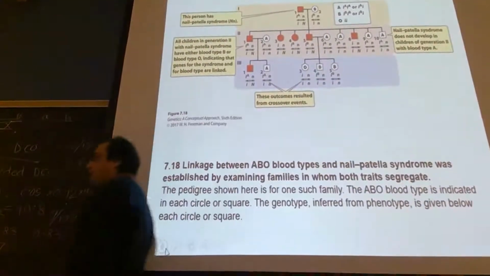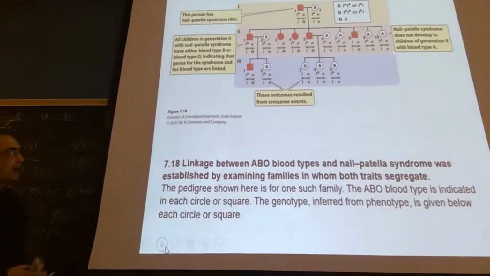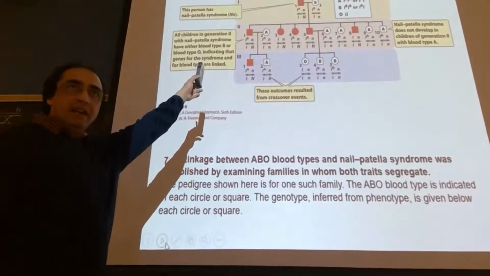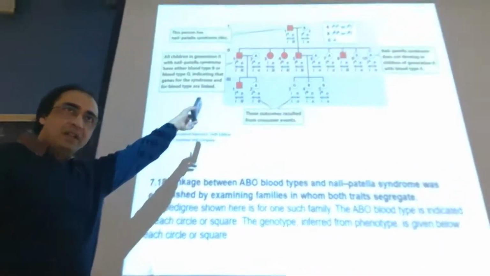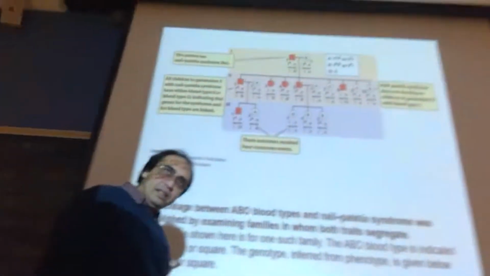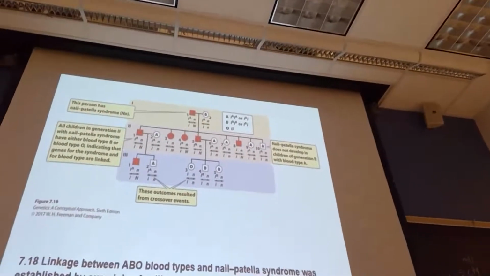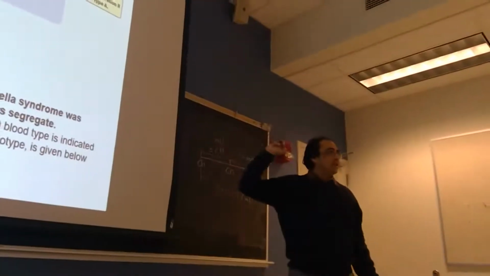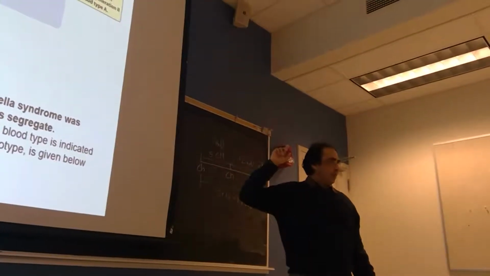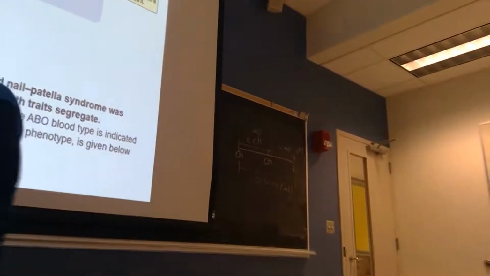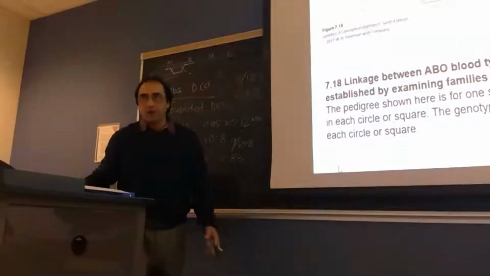One is called Nail-Patella syndrome. Nail-Patella syndrome is capital N, a dominant trait, but it is rare. That means that most of us have the recessive gene. If it is a dominant trait, in the heterozygous condition or in the homozygous dominant condition, it will be expressed in the phenotype.